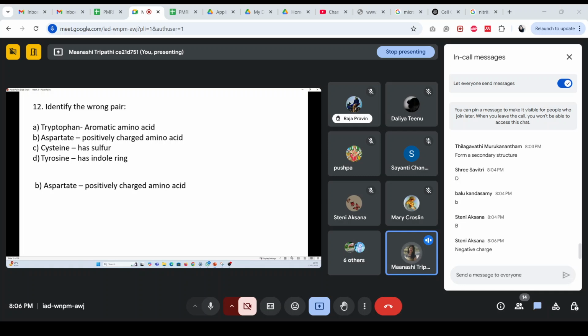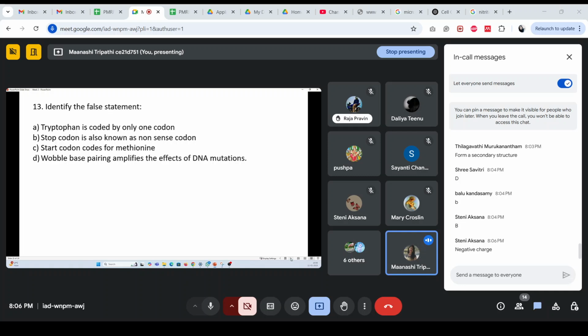Moving on to the next question. Here also you need to identify the false statement. We are talking about tryptophan, stop codon, start codon and wobble base pairing. Please try to find the false statement here and also give the correct one, or what is wrong in that statement.